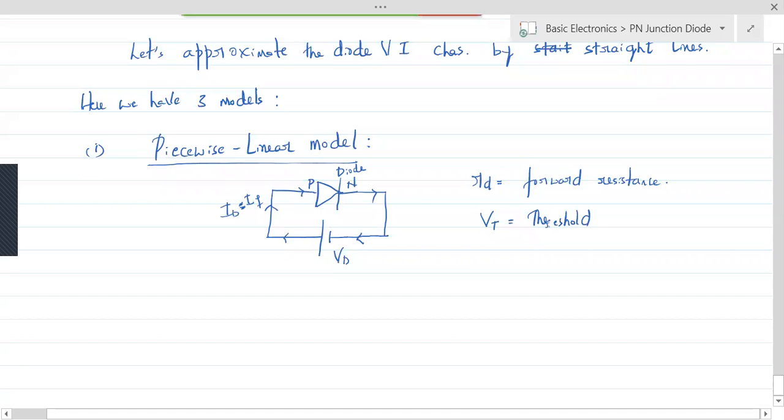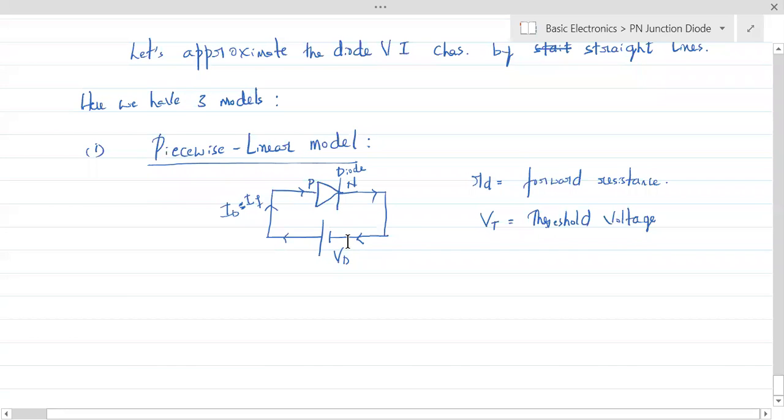Threshold voltage. So we need to consider this also. So understand this. We are giving you the equivalent model of the diode. When we are doing that in the piecewise linear model, we consider the diode forward resistance and the threshold voltage. So when this VD goes beyond this threshold voltage, then only the forward current will flow.